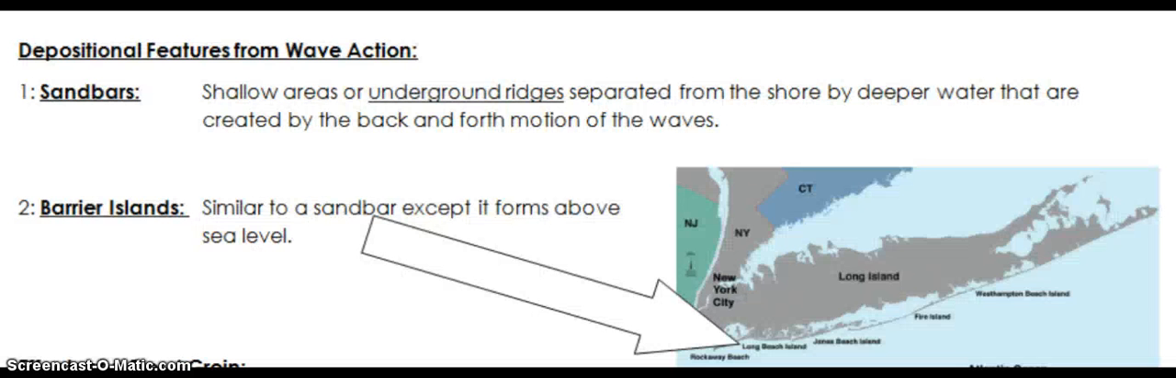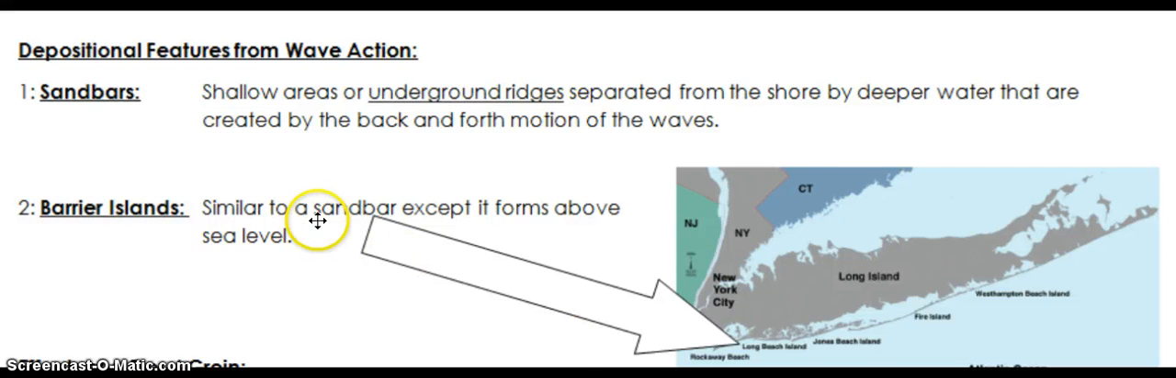Now, as that sediment is being pulled back out, sometimes it can be pulled back out to an area where there isn't much velocity for that sediment to move anywhere else, and we can get what's known as a sandbar forming. Sandbars are shallow areas or underwater ridges that are separated from the shore by deeper water, and they're created by that back and forth motion that you just saw in that animation. I'm sure if you've ever been to the beach before and you've swam out a little bit and you've seen people standing up in the middle of the ocean, they're standing on the sandbars. So this isn't above water or sea level, but it's underneath and it's that shallower area.